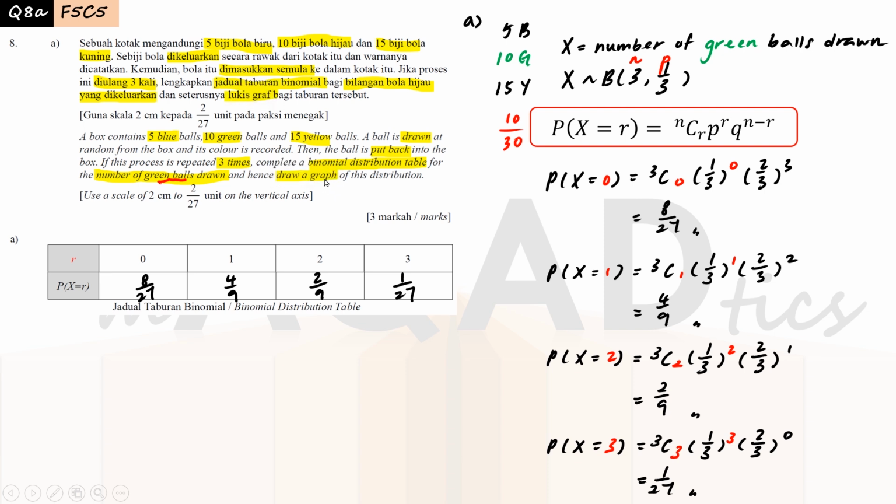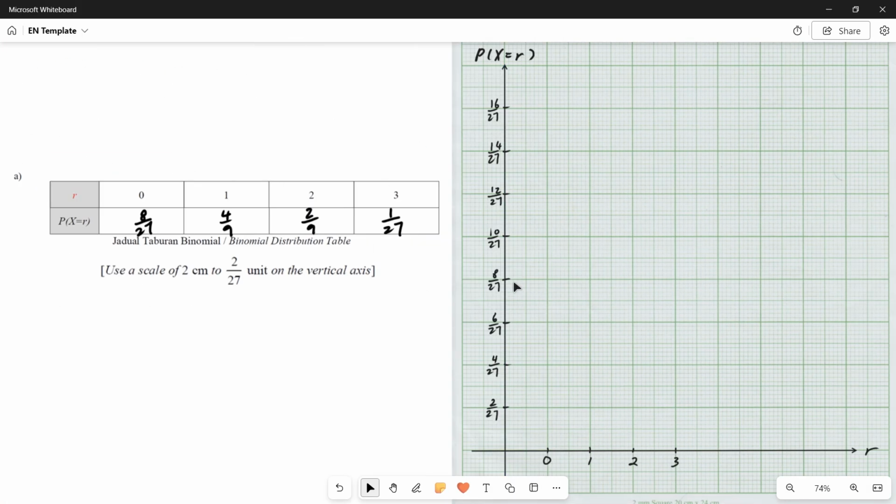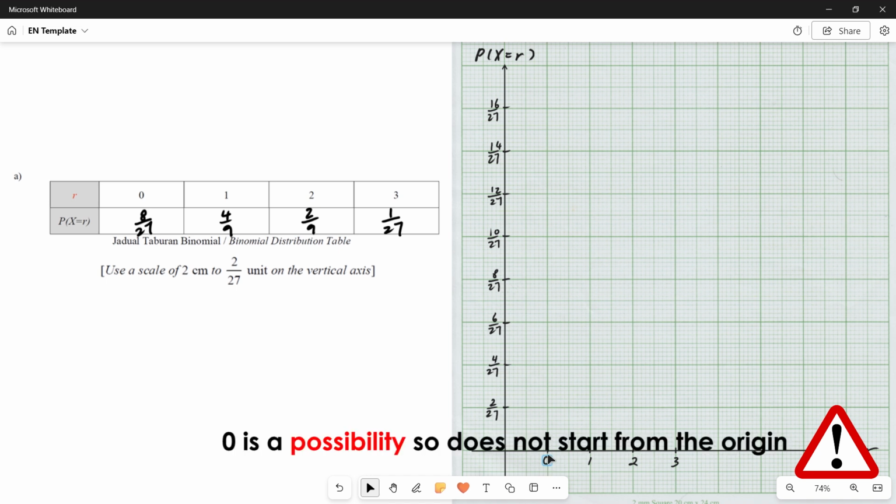According to the table here, we also need to do one more thing, which is to draw a graph. So let's go to the whiteboard to draw this graph. To draw the graph, we need to set our x-axis and y-axis first. For the x-axis, we are going to label it as R. Here we will put all the possibilities of R: 0, 1, 2, 3, and you will notice that 0 doesn't start from here. It starts from here because 0 is one of the possibilities, so it needs to start from here.